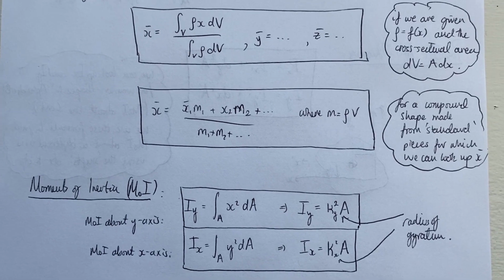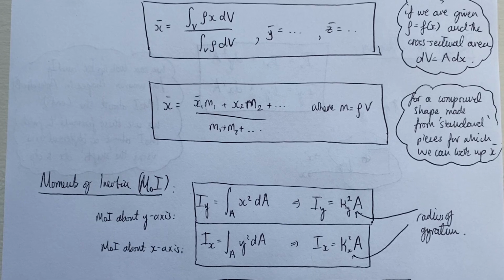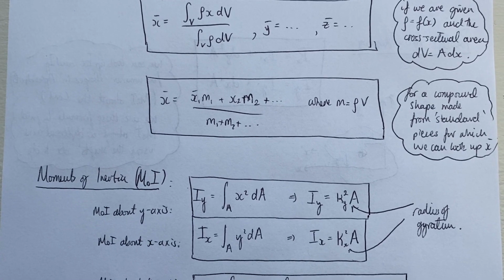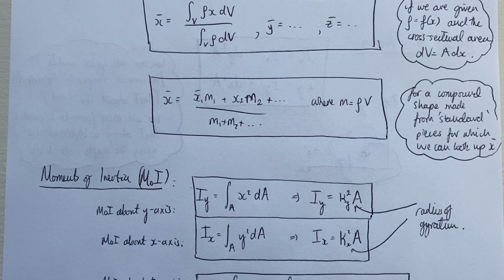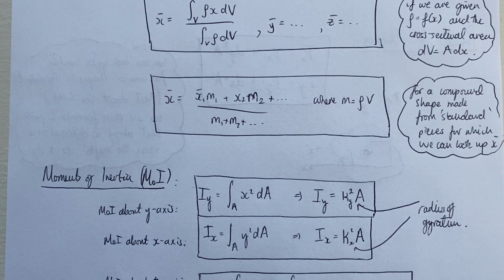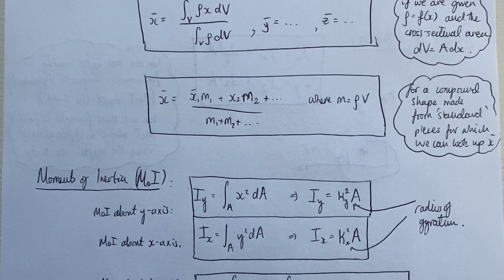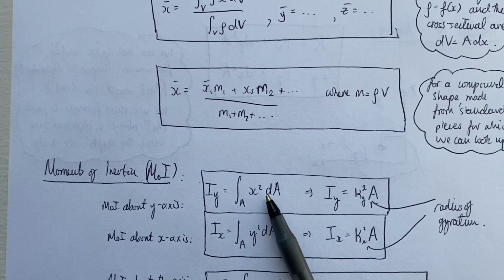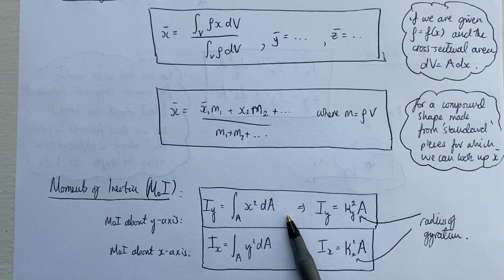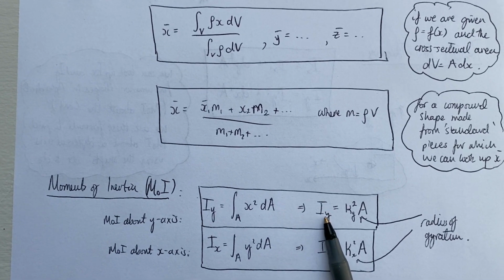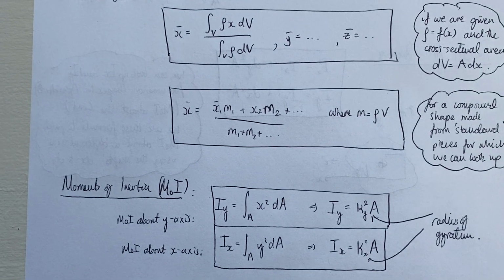Moments of inertia. So what is a moment of inertia? First of all, it's the moment of a shape or an object about some given axis, and we can work out the moment of inertia about either the y or x axis, and we have some different formulae in order to work those out. And the answer should be given in the form of the radius of gyration multiplied by the area that's been rotated, right?